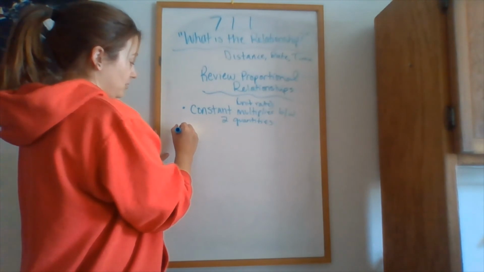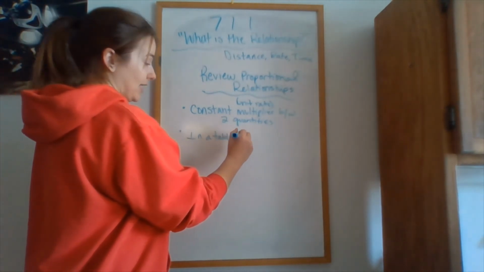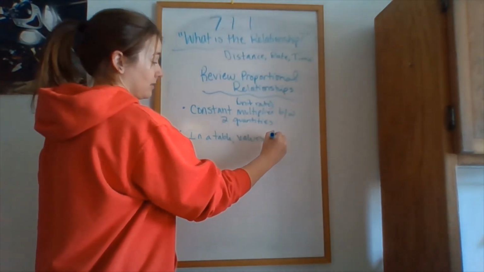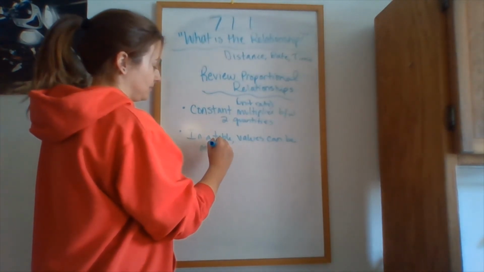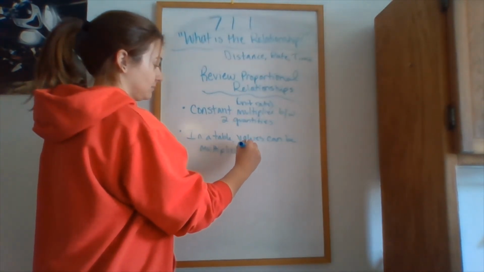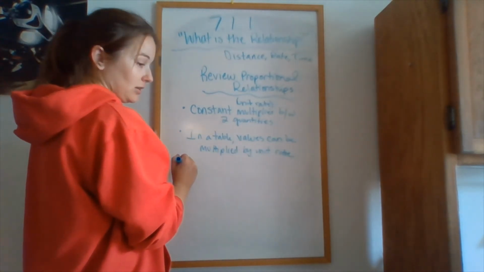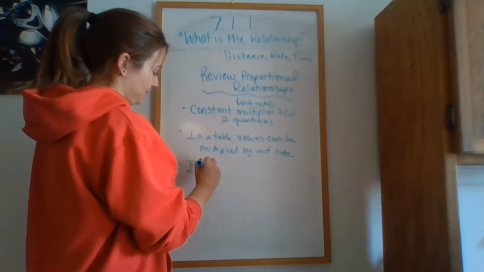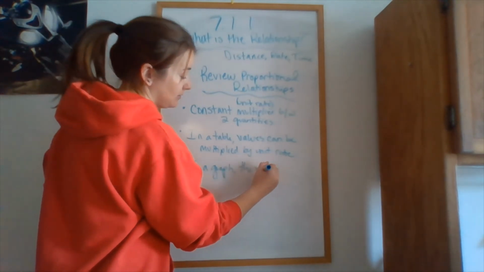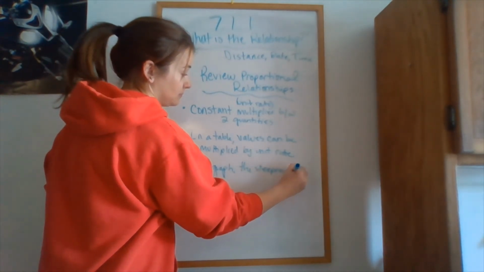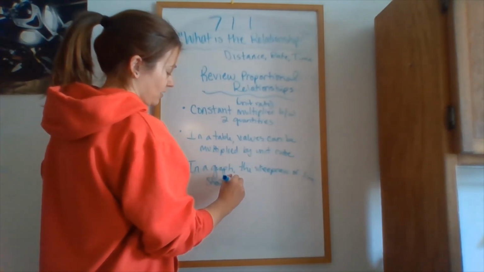And in a table, values can be multiplied by the unit rate. In a graph, the steepness of the line shows the unit rate, or the multiplier.